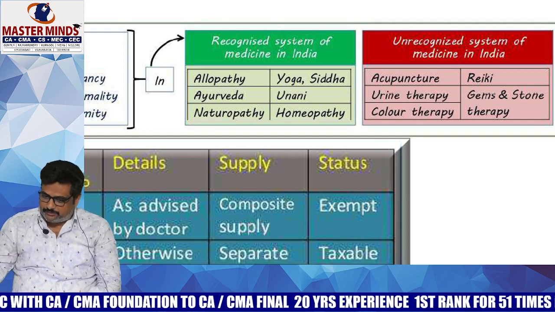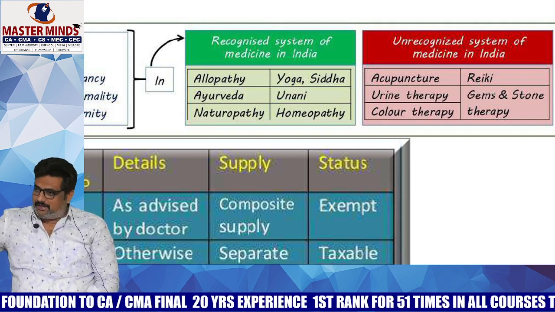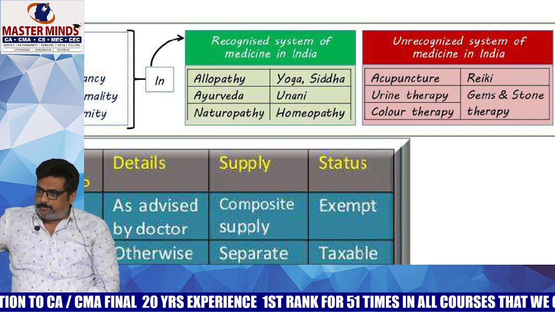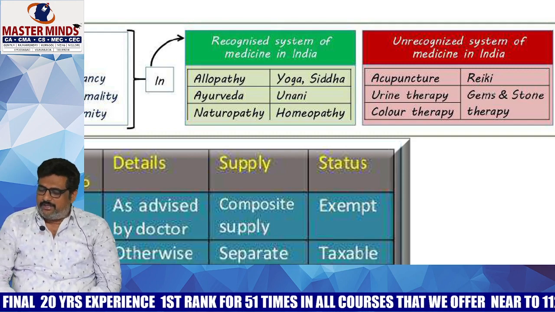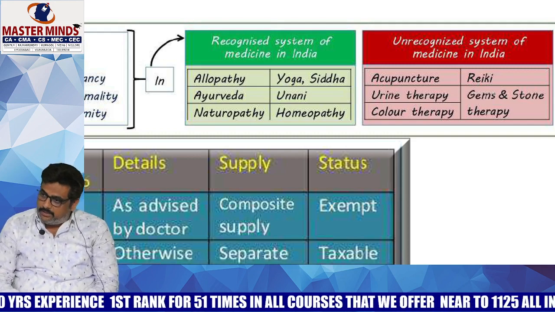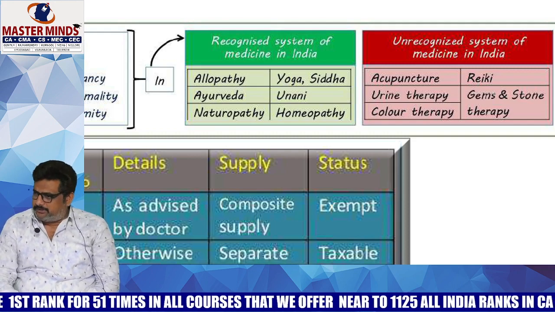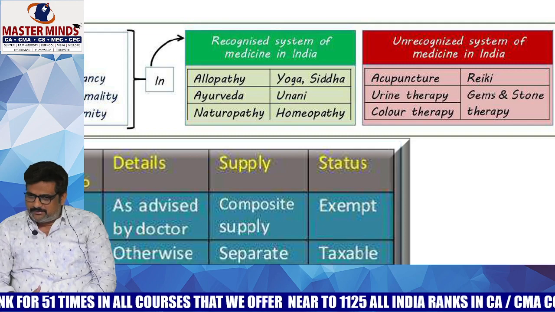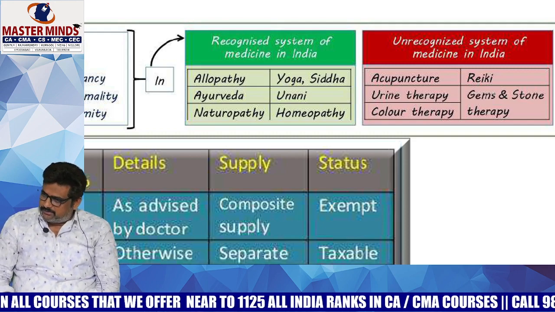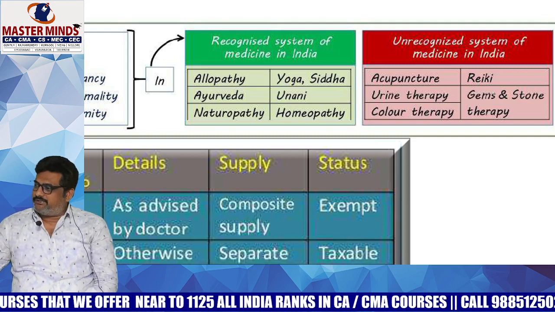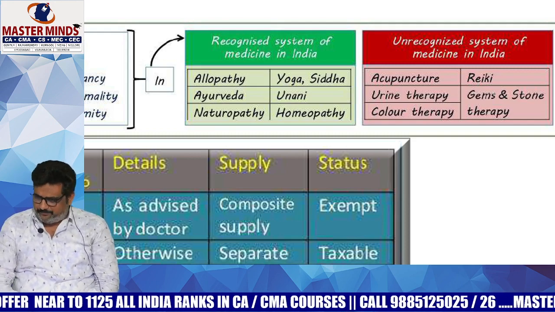And there are some other systems which are also popular, but not recognized by the government. There are so many unrecognized systems, but I have taken only a few which are more popular. First one is acupuncture. What is this acupuncture, ma? Needles. Generally, it is very popular for back pain, very effective. In AP, Tirupati I think, and Kerala it is more famous, na? Kerala is most popular for acupuncture. So that is not a recognized system of medicine, ma. Definitely, what is the position? It is taxable.